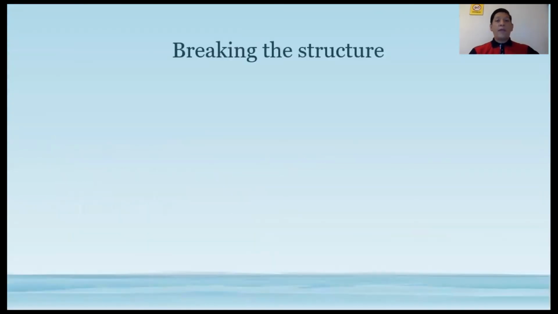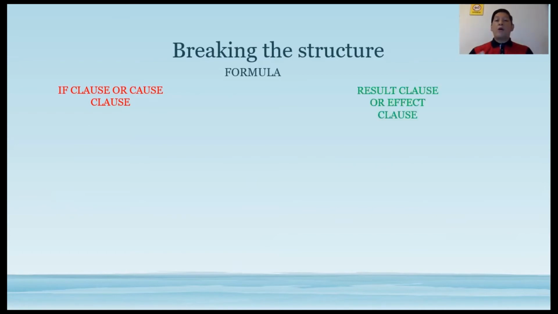Now, continuing with this, we have to break the structure. In breaking the structure, it means that we have to know all the different parts that are the components of the second conditional. So we have the formula. We have two parts. We have the if clause or cause clause. This is the cause of what happens here. And we have the result clause or the effect clause. So let's check this part. We have the if clause and the result clause. We have the cause clause and the effect clause. The cause and the effect of something. Something needs to happen in order for something else to occur.